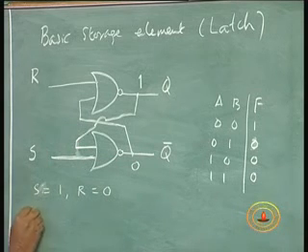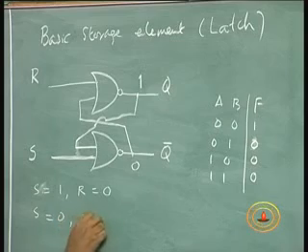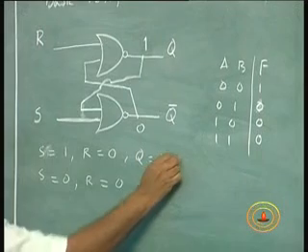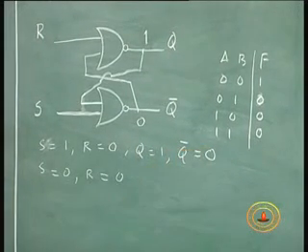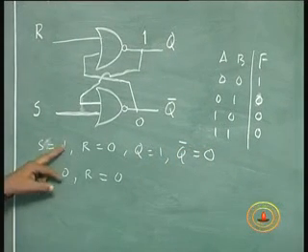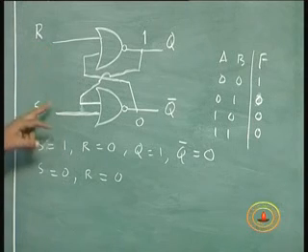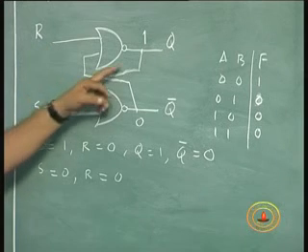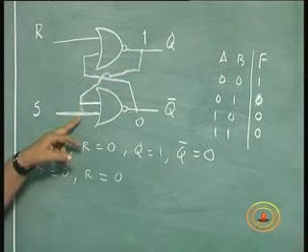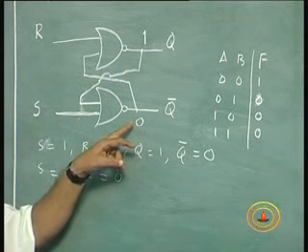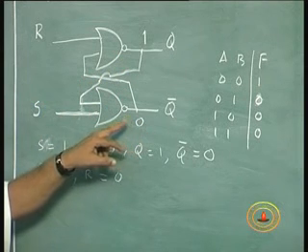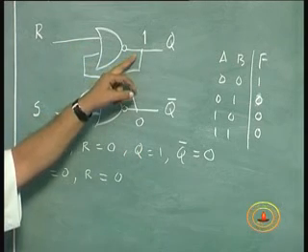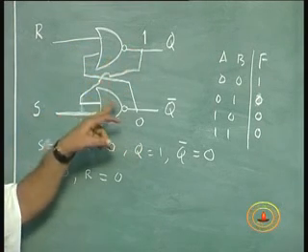Now I am going to make S equal to 0, R equal to 0. This R remains 0, and this one I am making 0. Now what will happen? This is a 1 here, this is 0, so the output will be 0 here, this will continue to be 0, and this 0 and this 0 will make this 1. That means this will continue to be 1, and this will continue to be 0.